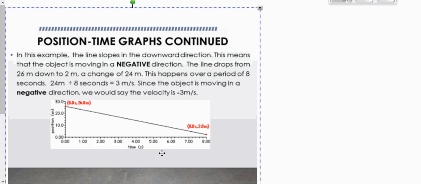This is still a constant velocity of 3 meters per second. I can still calculate rise over run. But because I'm moving in the backwards direction, I would say it had a negative velocity.